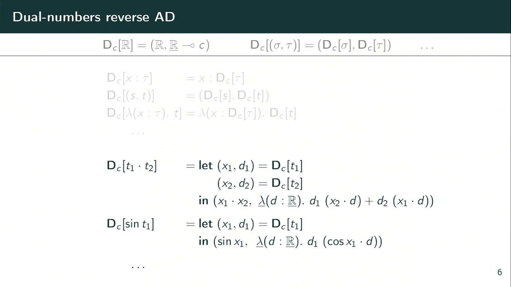So for example, for multiplication, you compute the pairs corresponding to the arguments of the multiplication, and then in the pair you return the primal result, which is simply the multiplication of the original results from the arguments, and the backpropagator that you create takes in this sort of reverse sensitivity corresponding to the result of the multiplication, and then you call the backpropagators of the arguments at this value d multiplied by the partial derivative of multiplication with respect to the two arguments. In this case, that looks like this, and this generalizes to all other simple arithmetic operations.